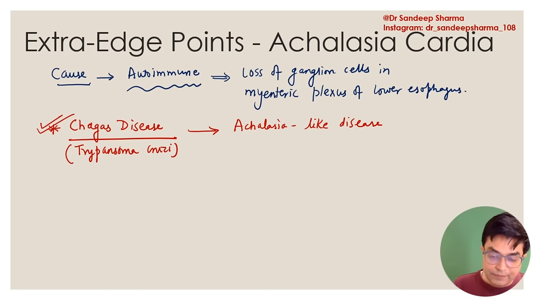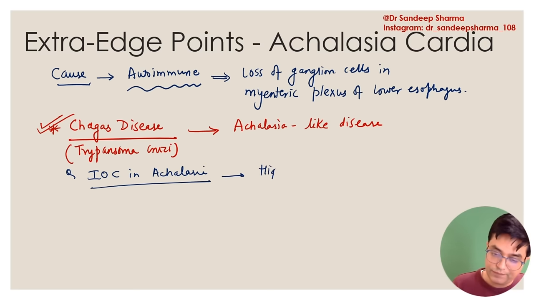And what is the investigation of choice in these patients? The investigation of choice in achalasia, it's a past NEET PG question. It is high resolution manometry. There are many types of manometry. There is a classic manometry. These days we perform a high resolution manometry. I will show you the image also.